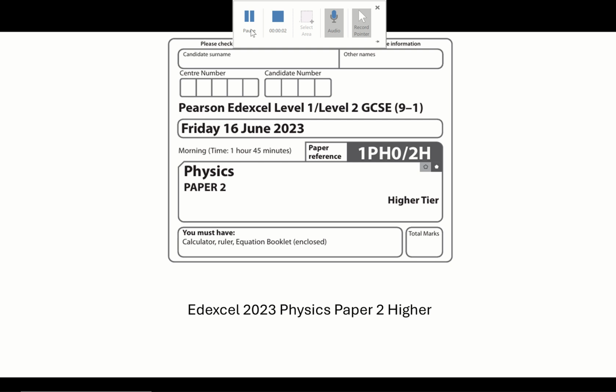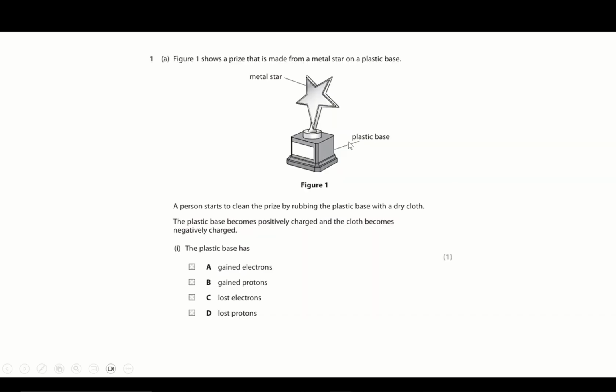Edexcel Physics 2023 higher tier, and this is a paper 2. So let's go through. We're going to have questions on electrostatics and charge. Figure 1 shows a prize that's made from a metal star on a plastic base. So we've got an insulator and we've got a conductor.